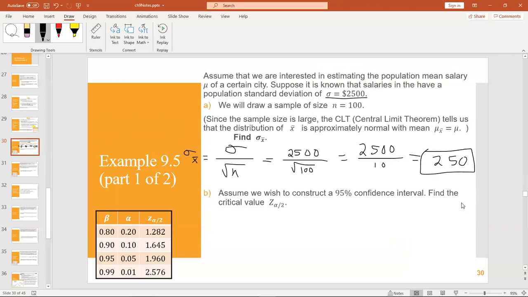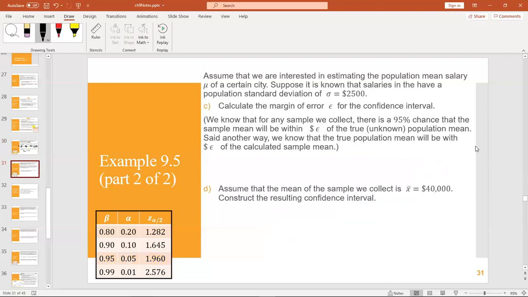Assume we want a 95% confidence interval. Find the critical value Z alpha over 2. All right, so 95% as a decimal is 0.95. So that means Z of alpha over 2 should equal 1.96. And that's it. So then calculate the margin of error.